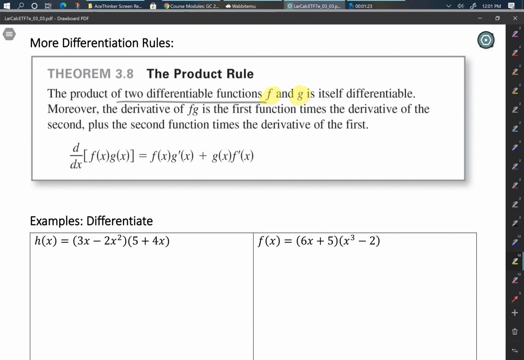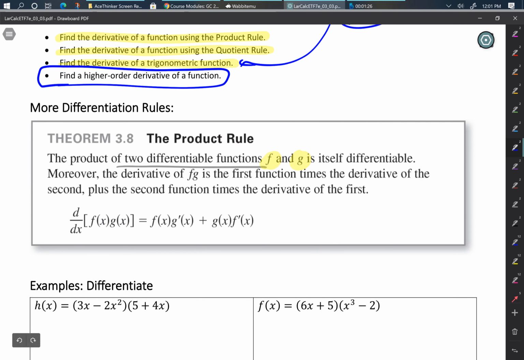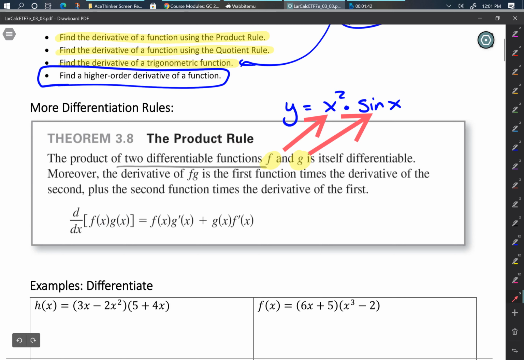Now you might just say, well, why not just multiply it out? What we're talking about is something like this. Suppose that I gave you the function y equals x squared times sine x. There's a function f, and I know how to take the derivative of x squared. I can do that. There's a function g, and I know how to take the derivative of sine. I can do that. But how do I take the derivative of two things that are being multiplied together? I don't have a rule for sine times x squared, so I can't do that yet.